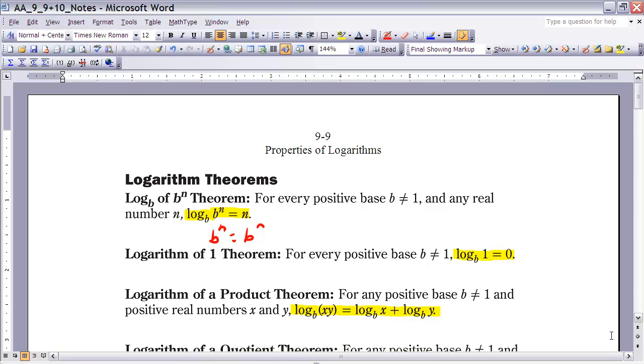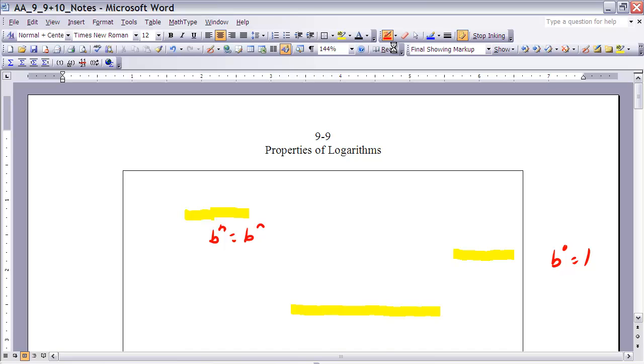Next one, the log of 1 theorem: for every positive base not equal to 1, the log base b of 1 is equal to 0. Well, that's just like saying, if I think about it once again from an exponential standpoint, b to the 0 is equal to 1, which we know is a true statement.